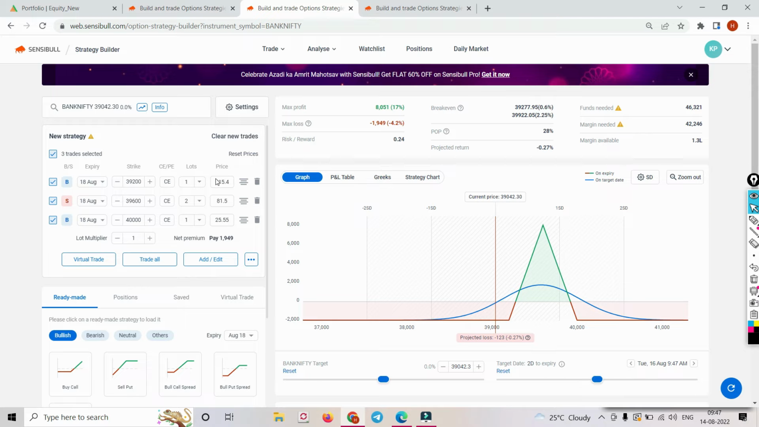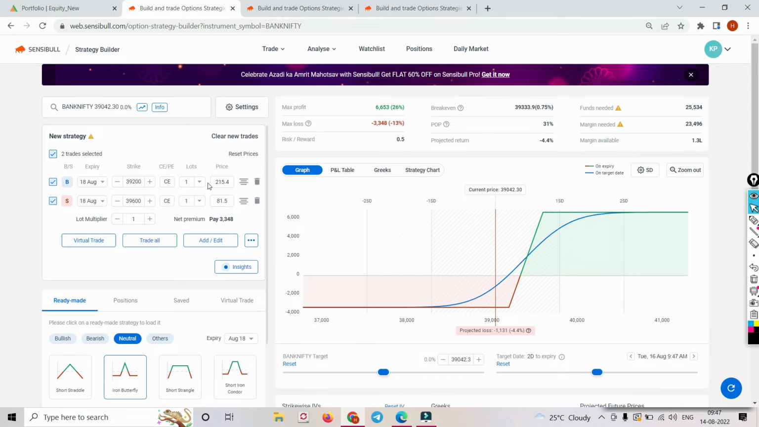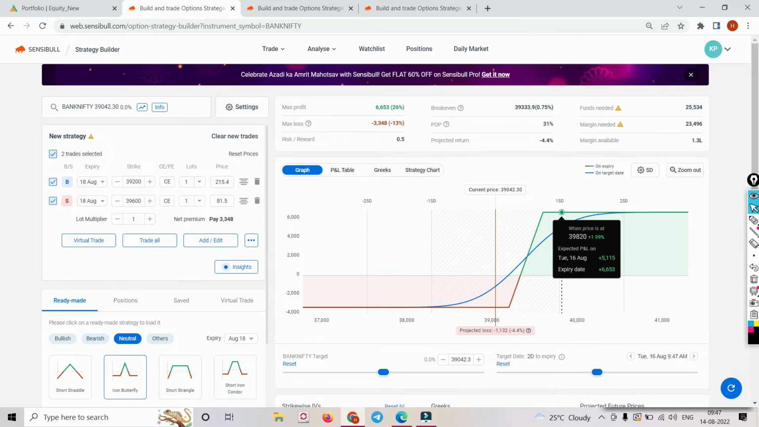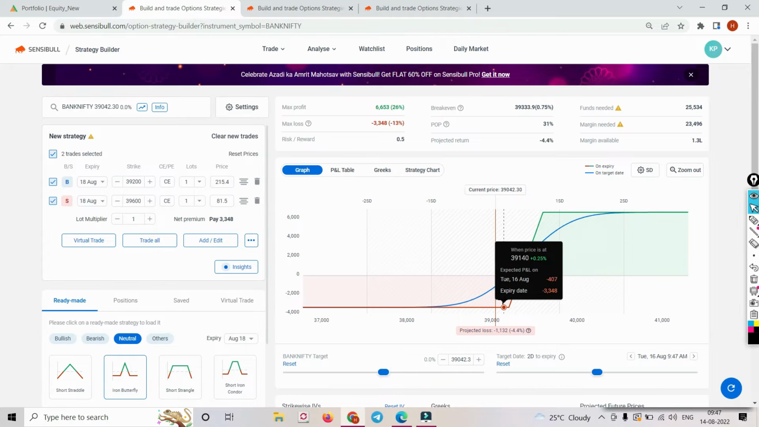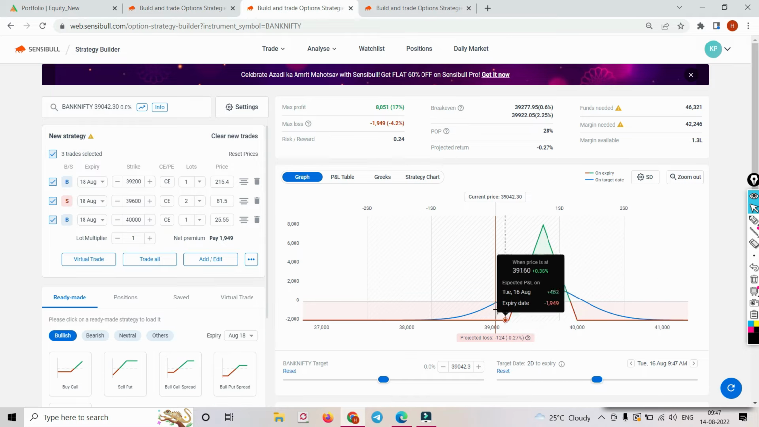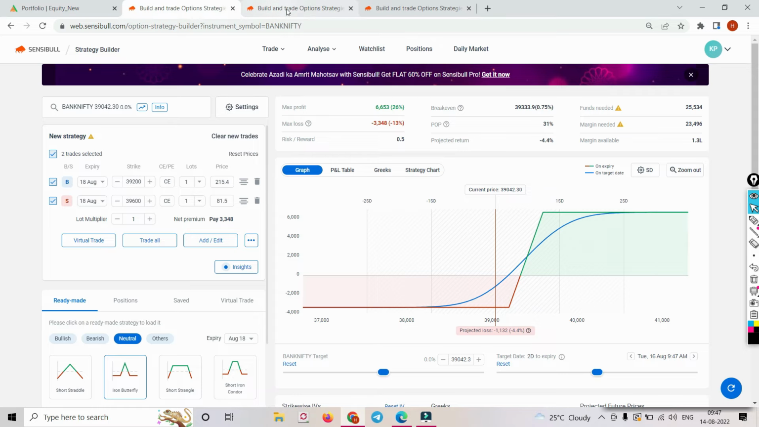Okay, pause the video and calculate how much credit you're receiving, how much debit you're giving in your butterfly. So obviously you will end up giving more debit in your debit spread compared to your butterfly. So there is not much difference, but the difference is in your view. If you are super bullish about the market, go for debit spread. But if you think the market has a very strong resistance at 39,600, then go for your butterfly. Okay, pause the video and see the difference actually.